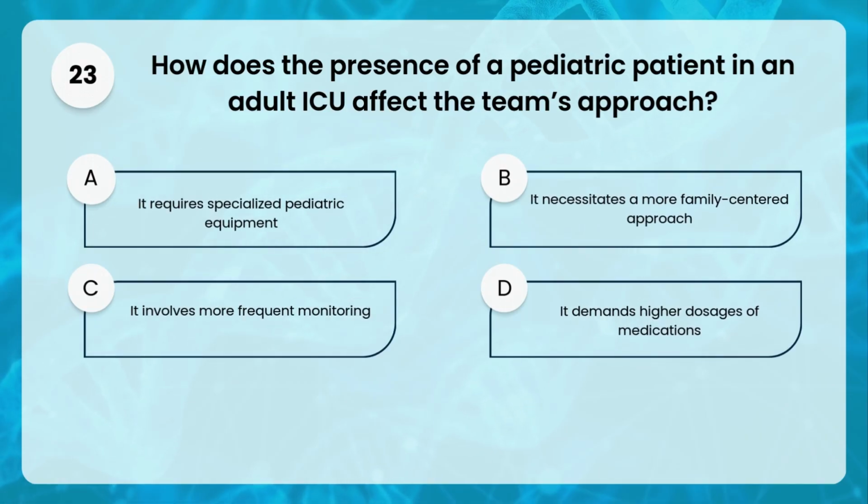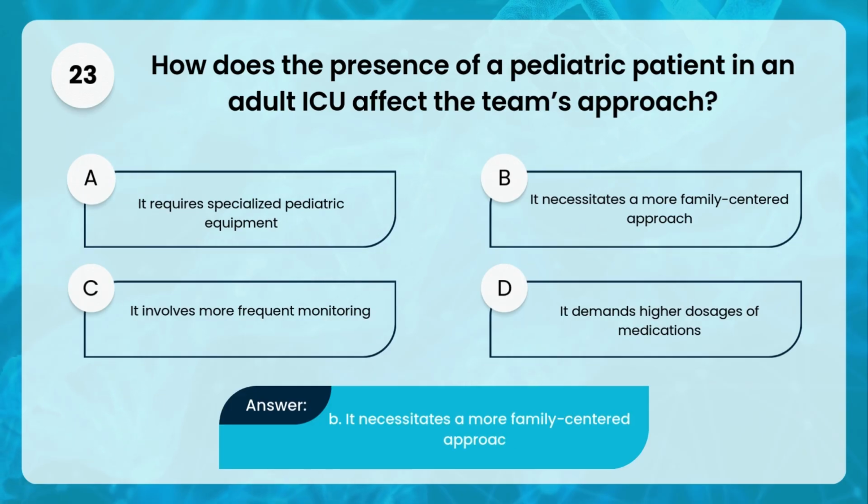23. How does the presence of a pediatric patient in an adult ICU affect the team's approach? A. It requires specialized pediatric equipment. B. It necessitates a more family-centered approach. C. It involves more frequent monitoring. Or D. It demands higher doses of medication. The answer is B. It necessitates a more family-centered approach.